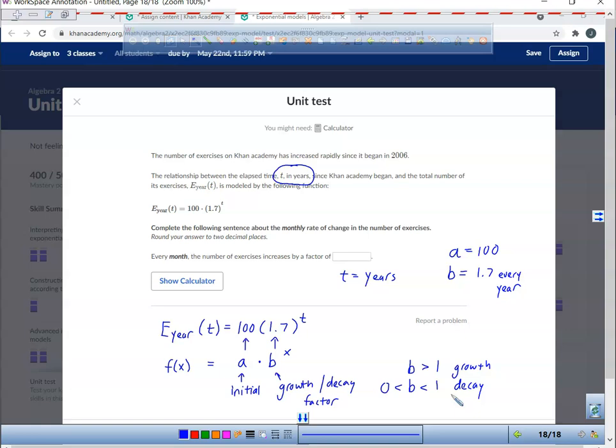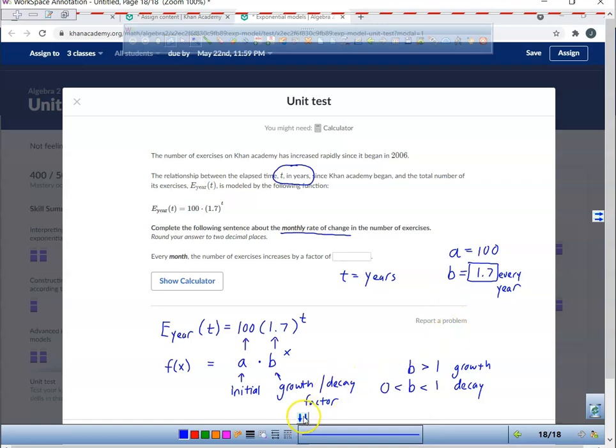No, exercises are the assignments. When I give you different assignments, those are called exercises. Like an assignment that you have to complete. Here's the thing though. It says complete the following sentence not about the yearly rate of change, but the monthly rate of change. Interesting. If this is what's happening every single year, what's happening every single month?